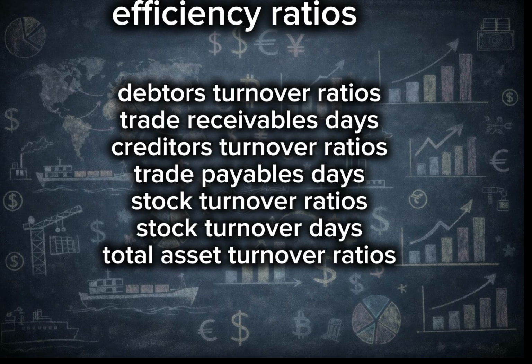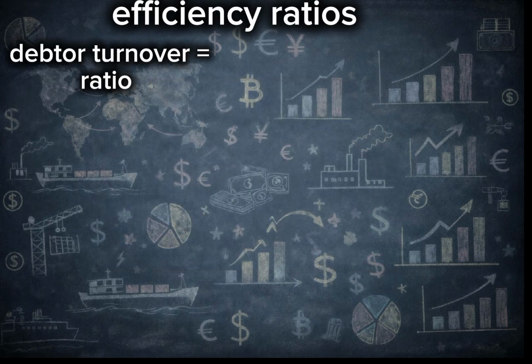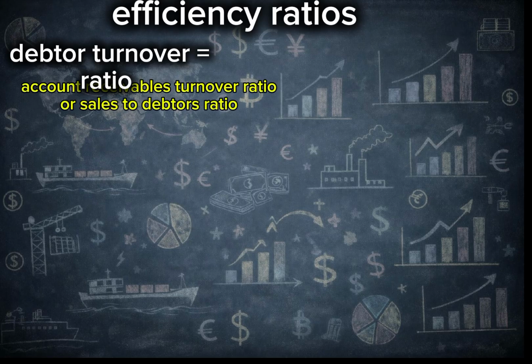We are going to explain a few of these. Once I explain, then you can get the logic behind the rest. The debtor turnover ratio can also be called the account receivable turnover ratio. It can also be called the sales to debtors ratio. So don't get confused when you see the name swapping. It means the same thing.